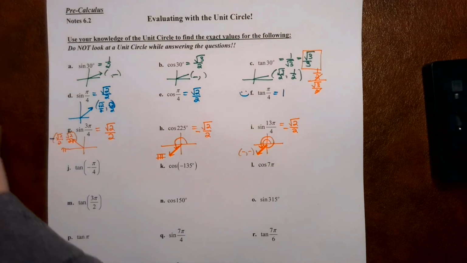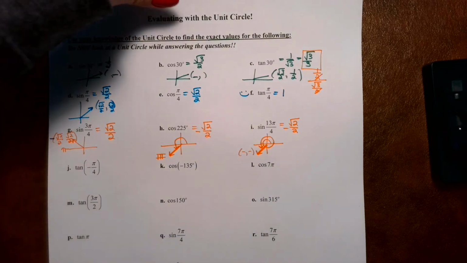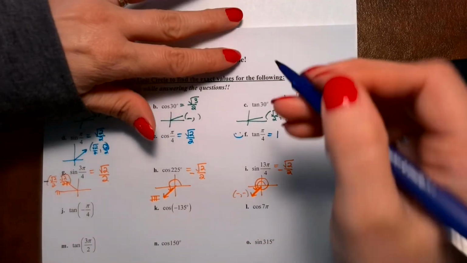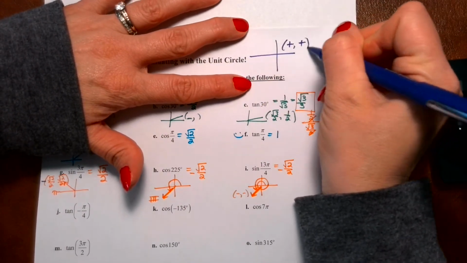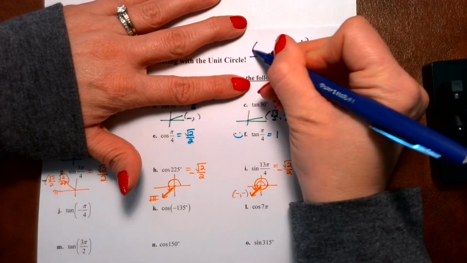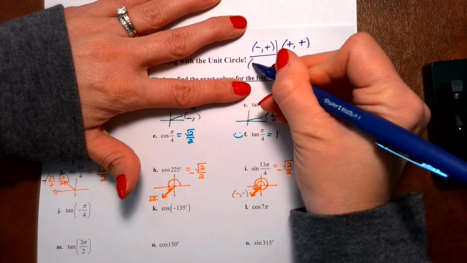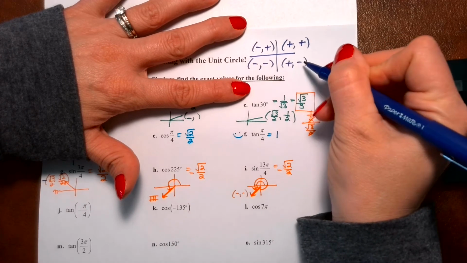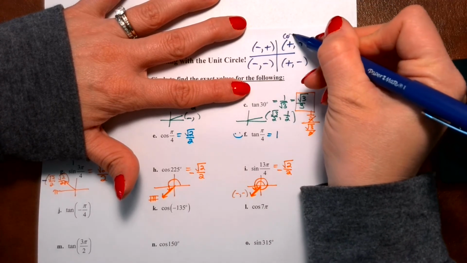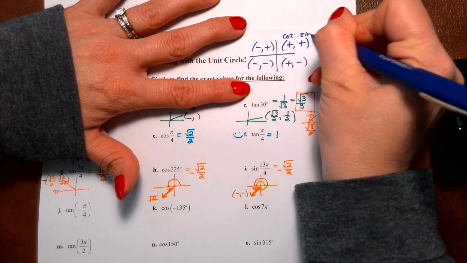Okay, you can use your Algebra 1 skills to help you with the positives and negatives. Okay, remember when we went over this? In quadrant 1, it goes positive, positive. In quadrant 2, negative, positive. Quadrant 3 is negative, negative. And quadrant 4 is positive, negative. Okay, this would be the cosine value and then the sine value.